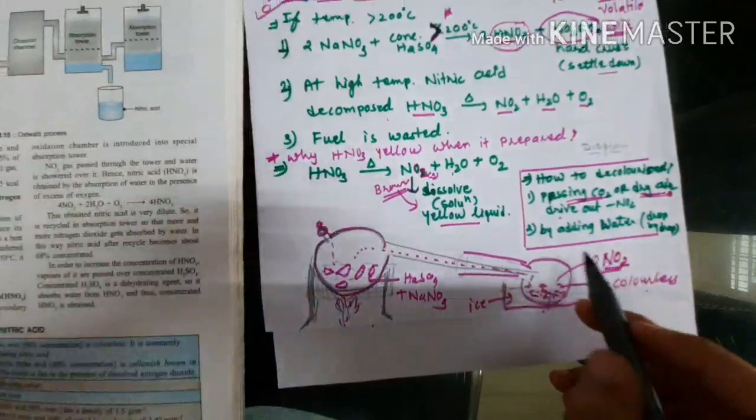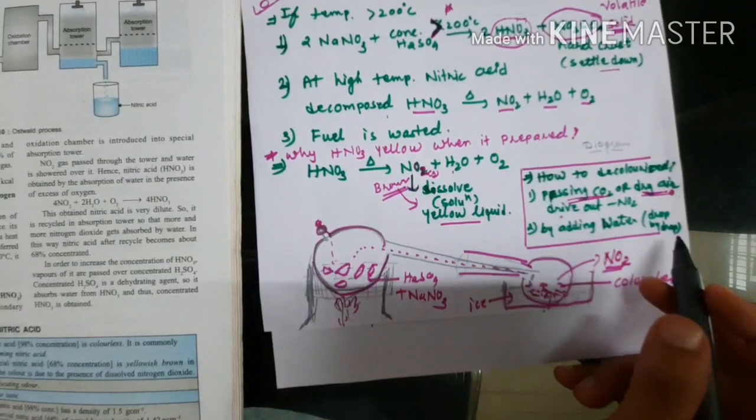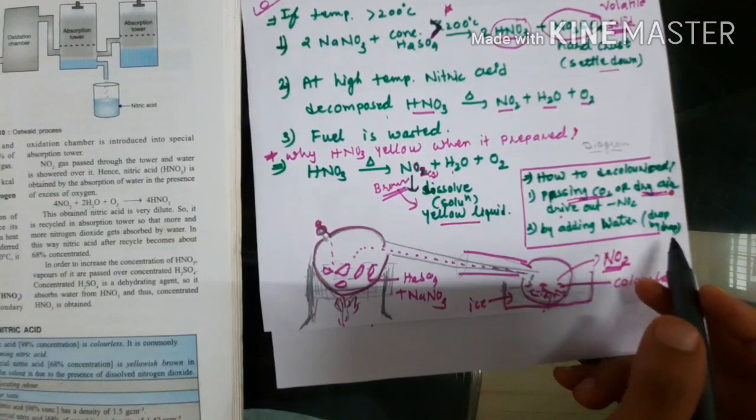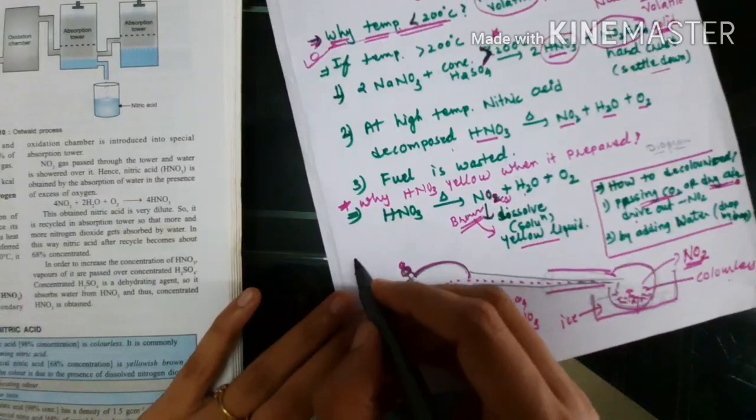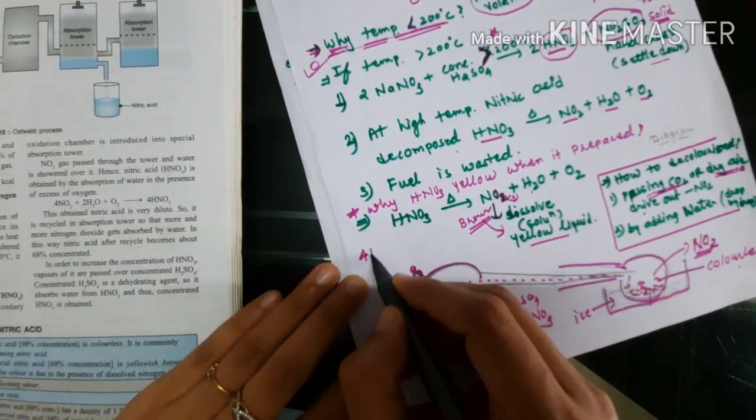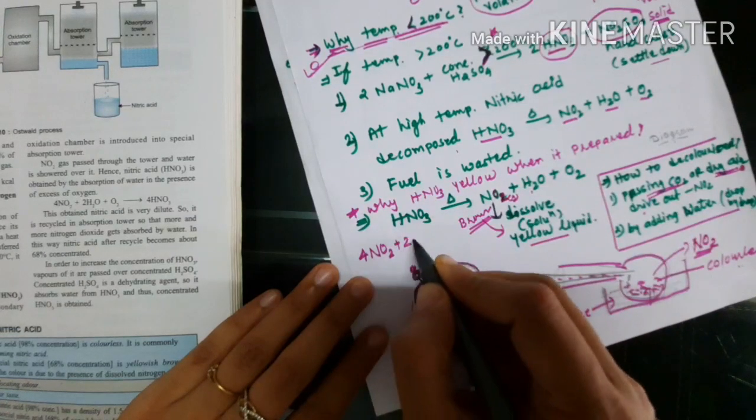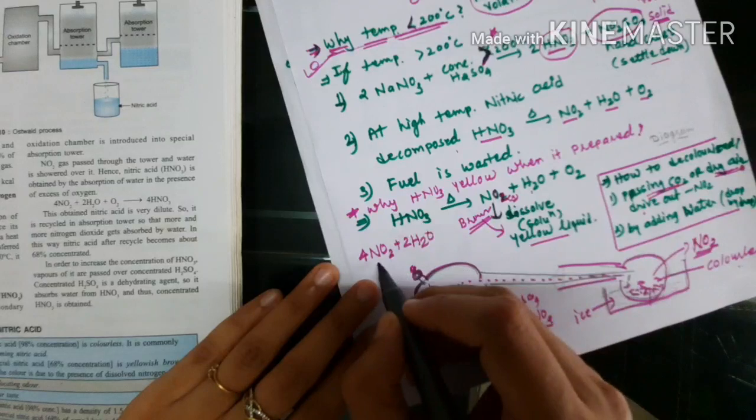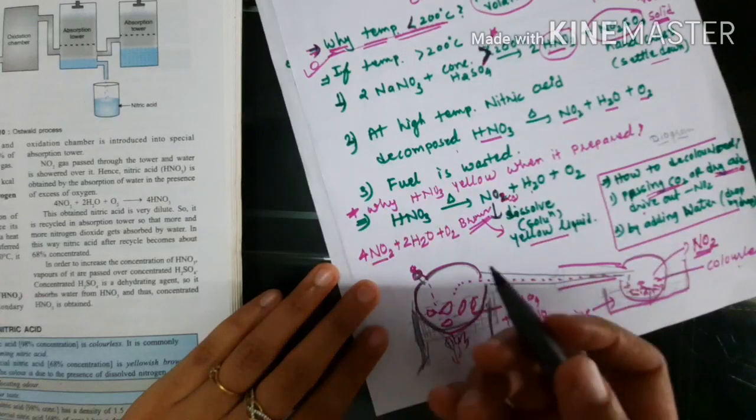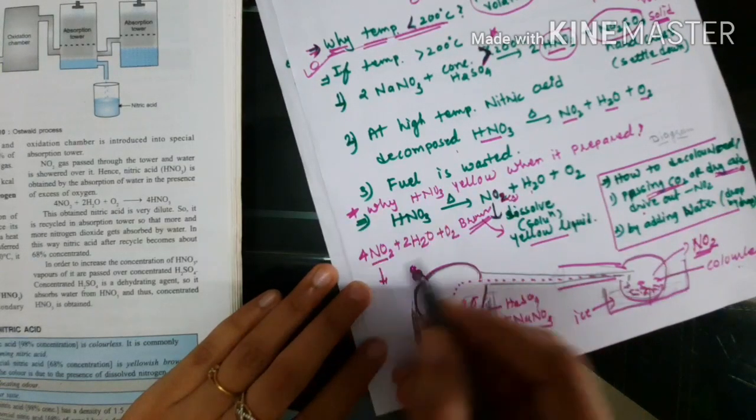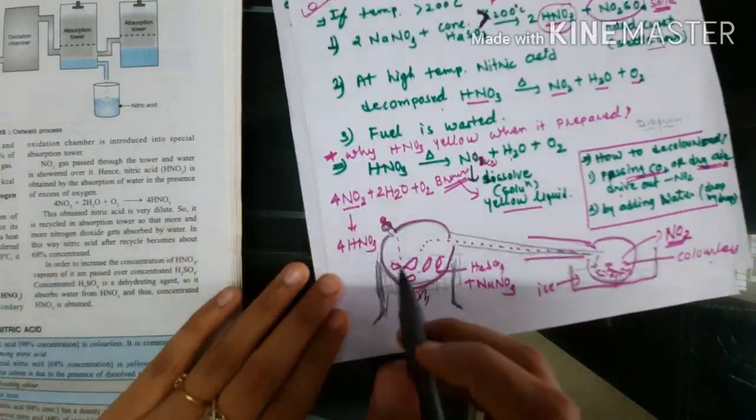Or another way is by adding water drop by drop, which means that when you add water to it, a particular reaction will take place. That reaction, okay, I'll write here. When you are adding water to it, NO2 gas is present in it, and when you add water drop by drop, the nitrogen dioxide immediately reacts with the water in the presence of oxygen, because it is in an open atmosphere, so definitely oxygen will be there. So this will be produced, and here 4HNO3 will be formed. So this is the way also.